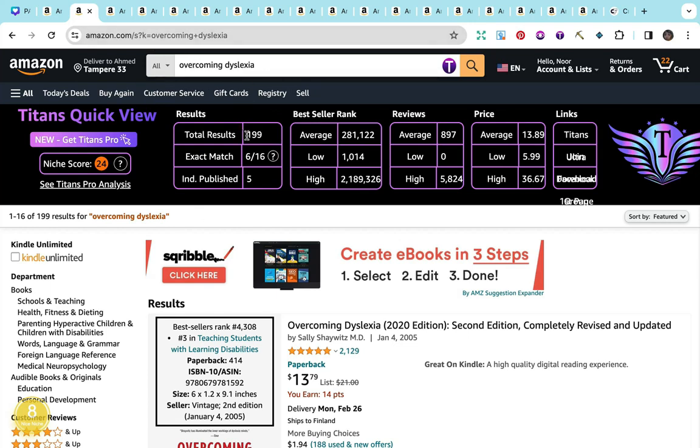Here we have the total results sitting at 199, which is under 1,000. Average bestseller rank is under 300,000, so it is ideal, and it is averaging 281,122, and average reviews at 897. Average price is $13.89, and we have a number 8 for the keyword niche score given by Amazon's Canva Pro Chrome extension. Number 9 is the highest, and number 8 is quite good as well. So that was the second keyword, overcoming dyslexia.